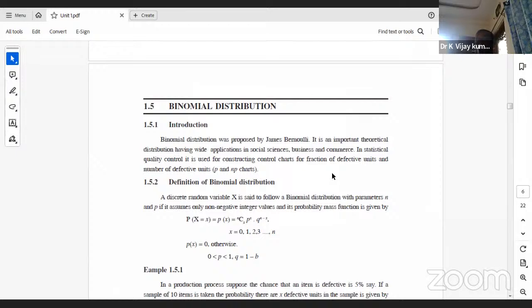So binomial distribution we have to learn here. What is binomial distribution? The binomial distribution was proposed by, as I already told you, James Bernoulli. It is an important theoretical distribution with wide application in social sciences, and business and commerce also.